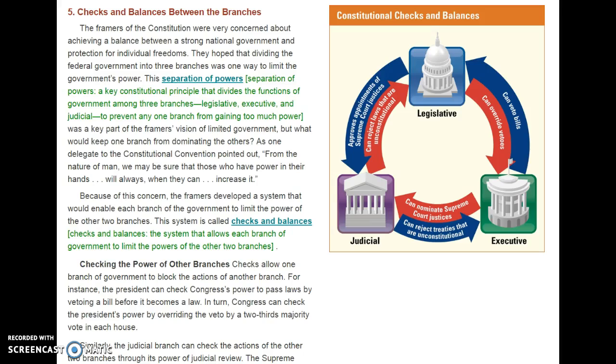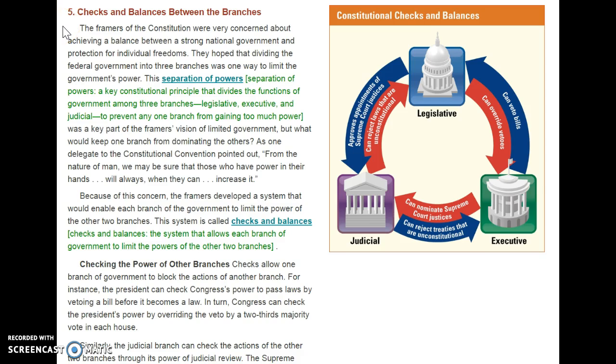Today's reading goal is to be able to explain the system of checks and balances and to be able to give examples of them. Lesson 9, Section 5, Checks and Balances Between the Branches.